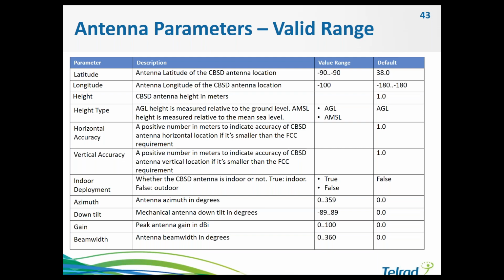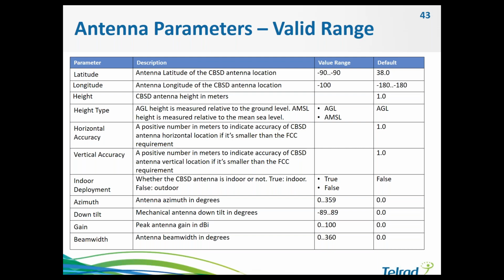The first two are the GPS coordinates. It must be located in the US. Pay attention that the longitude is negative because it's in the US. The next parameter is the height, which is the height of the antenna, but it's in meters. It's not in feet. This is part of the CBRS standards. The specification is in meters.